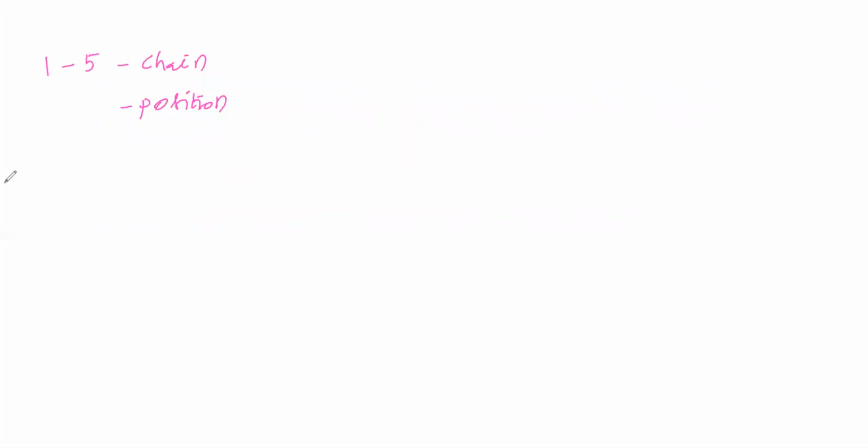Next, we will go for alkynes. The general formula of alkynes is CnH2n minus 2. Here the suffix is ine. This ine means C triple bond C. So one C triple bond C should be there, and between the rest of the carbons we have to give single bonds.